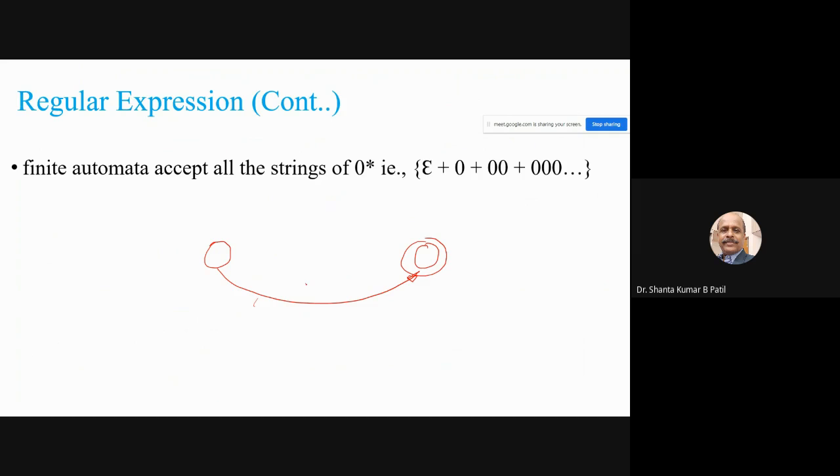Okay, so now this accepts the epsilon. You can mark this state as E, and you can mark this state as F. This is the finite automata for the 0. You can call this state A and this state B. So this is on 0.